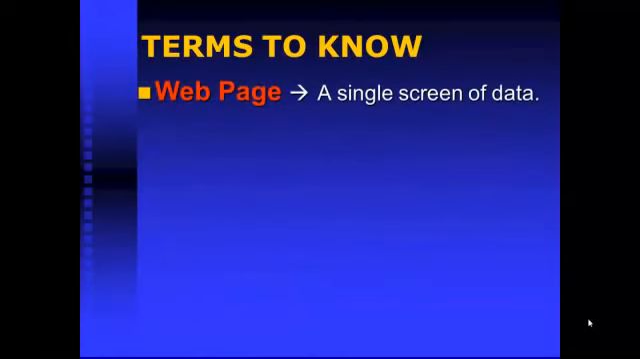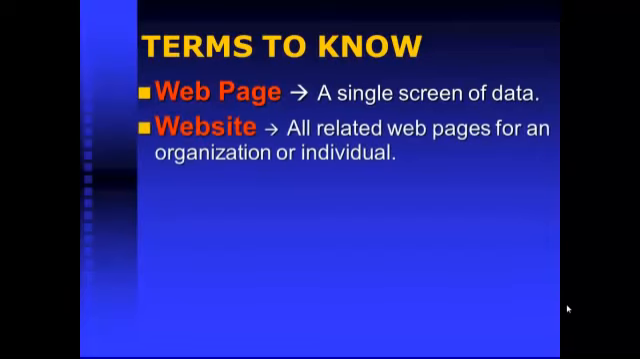And what is a web page? Well, it's one screen of data. When you're looking at the web, you're going out and searching for information. A web page is basically one screen of information, whereas a website is all those related pages put together by an individual or an organization that makes a website. All those put together create that website.